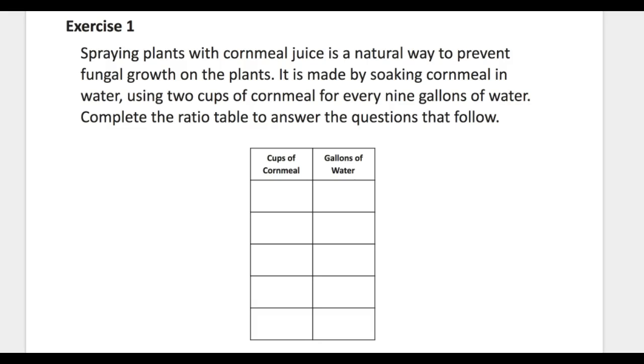Spraying plants with cornmeal juice is a natural way to prevent fungal growth on the plants. Didn't know that. It is made by soaking cornmeal in water, using 2 cups of cornmeal for every 9 gallons of water. Complete the ratio table to answer the questions that follow. Well, now I know how to make that too. Okay, go ahead and fill in the ratio table, and then we'll come back and see if you got the right answers. Starting with the lowest one here, the lowest in terms of numbers, and then continuing on.